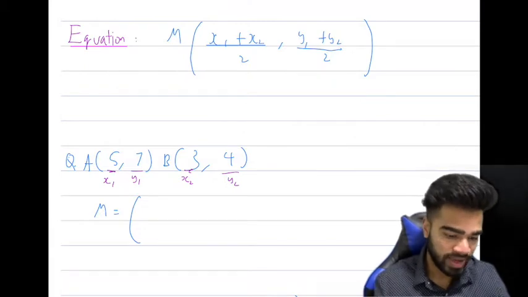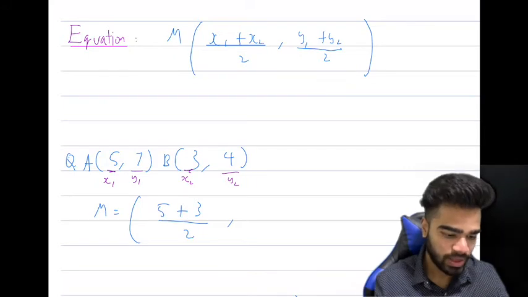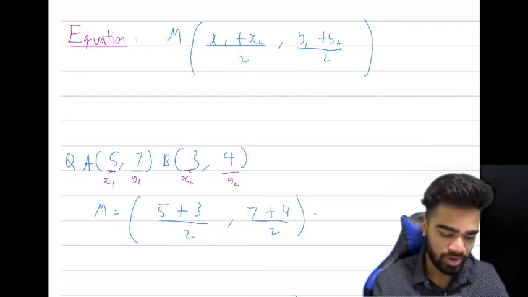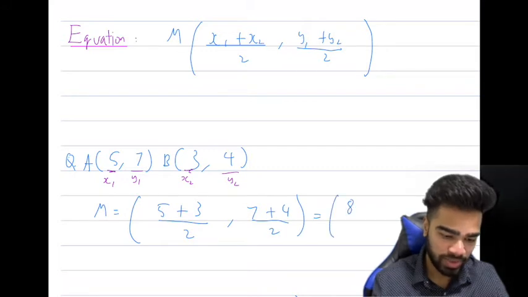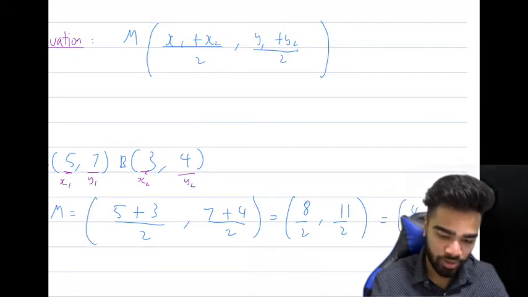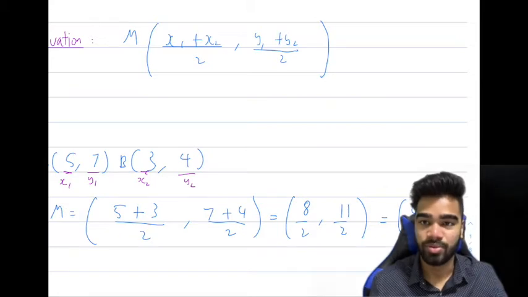So it's going to be x1 is 5 plus x2 is 3, over 2. y1 is 7 plus y2 is 4, over 2. From here, just simplify this. It's going to be 8 over 2 and 11 over 2. And one of them we can simplify. It's going to be 4 and 11 over 2. So this is the midpoint.